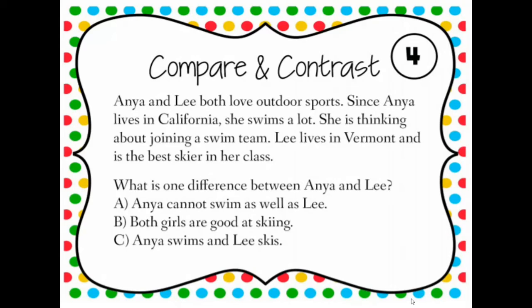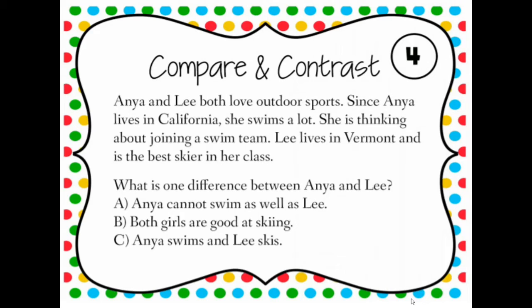Let's look at this task card. Anya and Lee both love outdoor sports. Since Anya lives in California, she swims a lot. She is thinking about joining a swim team. Lee lives in Vermont and is the best skier in her class. What is one difference between Anya and Lee? Is it A, Anya cannot swim as well as Lee? B, both girls are good at skiing? Or C, Anya swims while Lee skis?